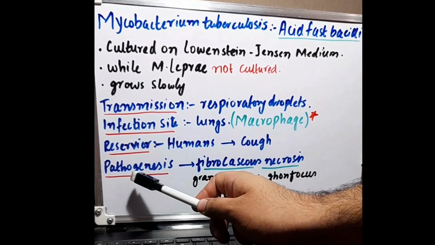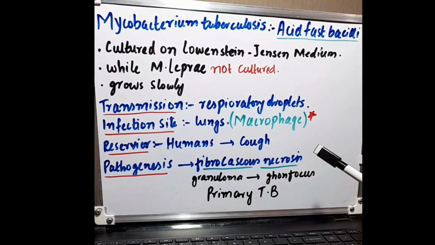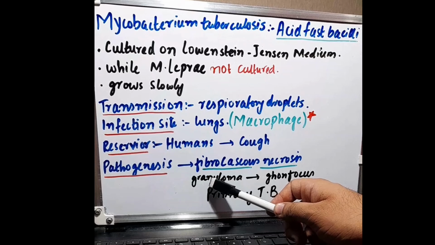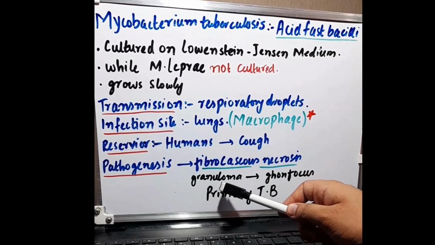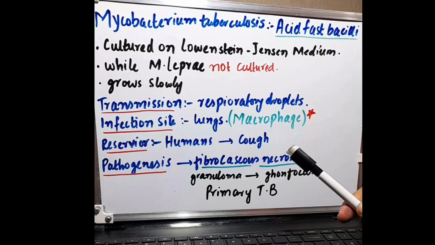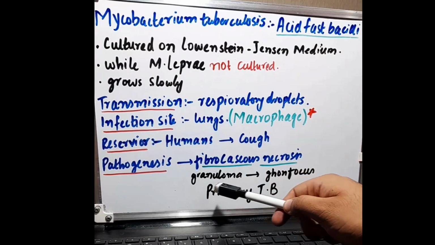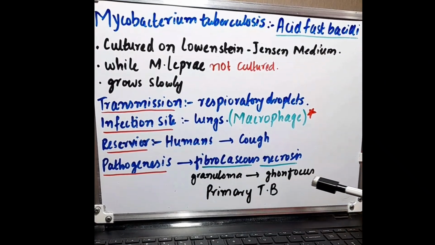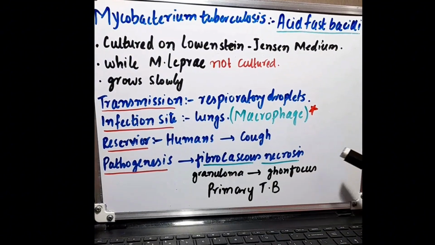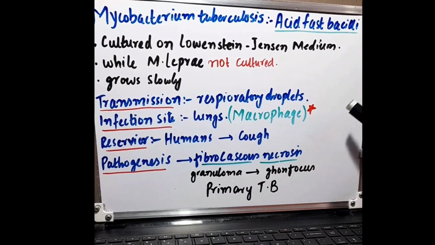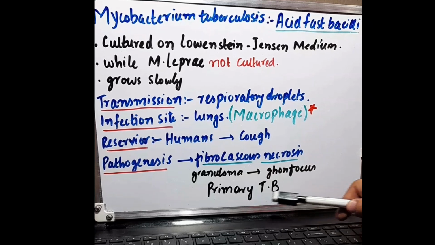The pathogenesis includes the initiation of granuloma formation, supported by the immune response of macrophages, interleukin 1, 2 and tumor necrosis factor alpha. The granuloma is then converted into the Ghon focus, which is the fibrocaseous necrosis of the lower lobes of the lung. At this stage, the disease is also known as primary TB.